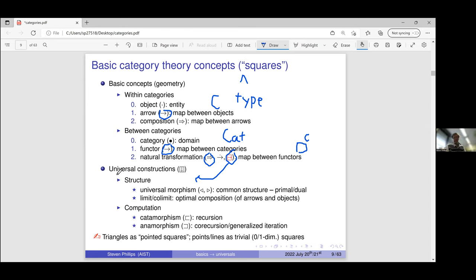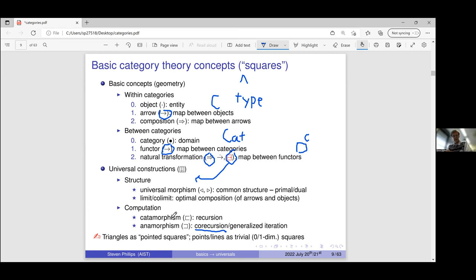And then we also want to talk about some notion of computation. One extension of this idea, another kind of universal construction, is the notion of recursion as a catamorphism and the dual notion of co-recursion, the mysterious concept of co-recursion. Most people have heard of recursion, but probably are not aware of the notion of co-recursion, or the categorical dual of an anamorphism.